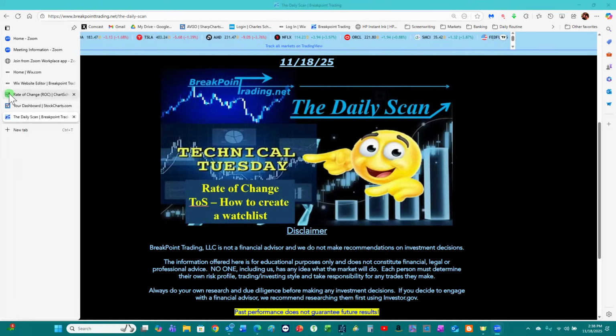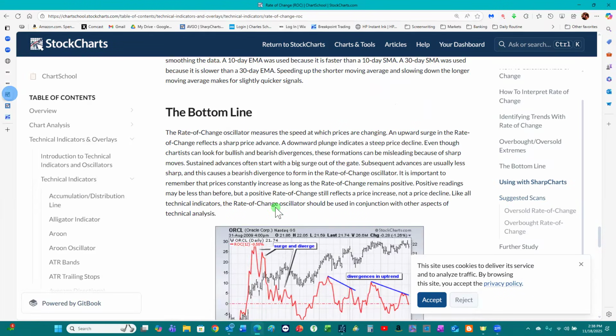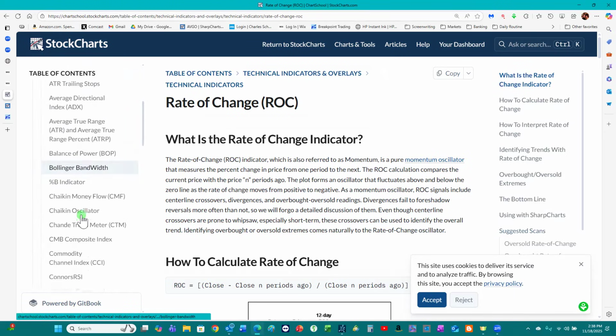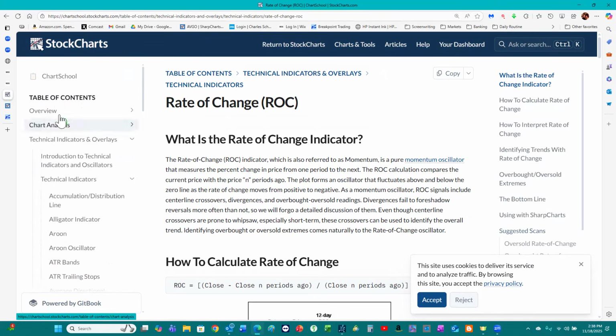So first off, let's talk about rate of change. This is from StockCharts, of course. In StockCharts, there's a ChartSchool. It has all kinds of topics. I don't think you even need to be a subscriber to StockCharts to get to ChartSchool. So if you want to learn anything about technical analysis, this is definitely the place to go.